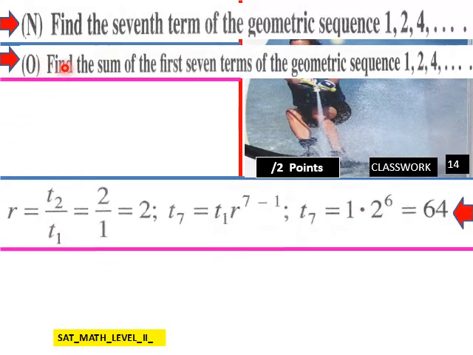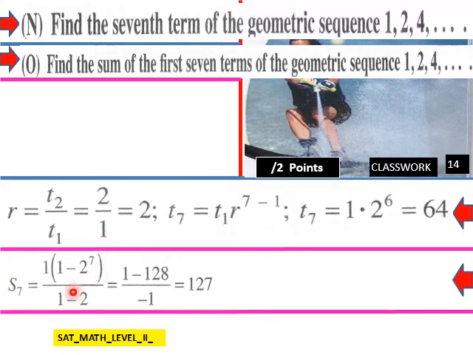Find the sum of the first 7 terms of the geometric sequence 1, 2, 4. To find that, here is our series, S7. We're going to find the first 7 terms of the sequence. So it'll be 1 times 1 minus 2 to the 7th over 1 minus 2, which would equal 1 minus 128 over negative 1, which is 127.